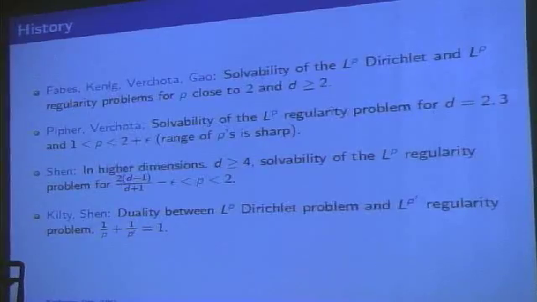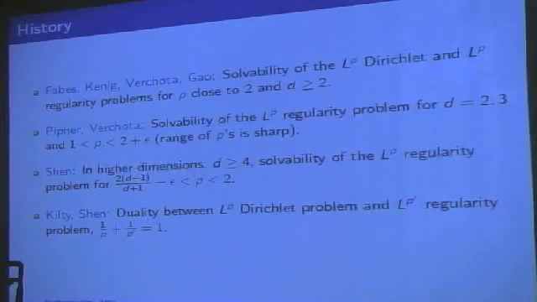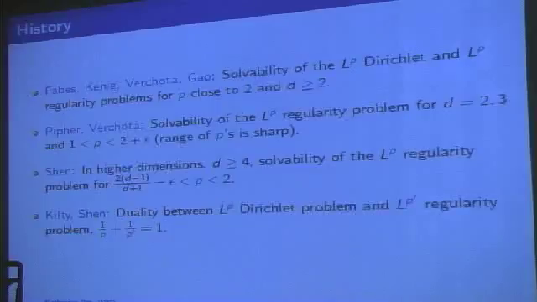Zhongwei Shen at the University of Kentucky has done some work in higher dimensions, working on the L^p regularity problem, establishing the following range of indices where the regularity problem is well posed. And in a preprint, Shen and his student, Joe Kilty, have been examining the duality between the L^p Dirichlet problem and the L^p' regularity problem for second order and higher order elliptic systems, where p' is the conjugate exponent to p.